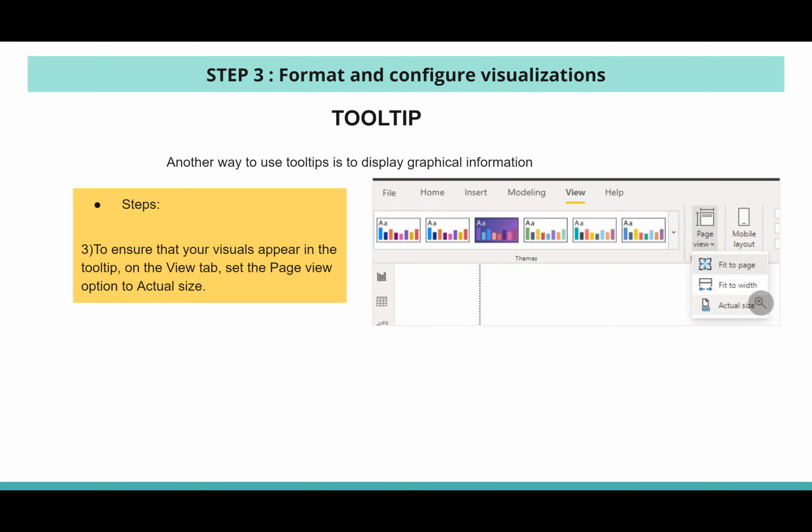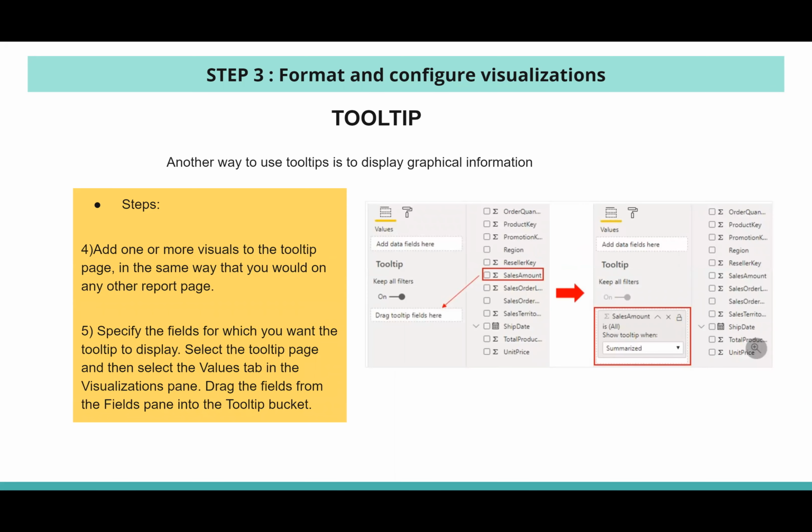So you could choose which type of visual you want. You could put another visual that appears when the audience hovers over the report. Add one or more visuals to the tooltips page in the same way as you would on any other report page. Then you can specify the fields: select the visualizations, go to the values tab in the visualization panes, and drag the fields from the fields pane into the tooltip bucket.